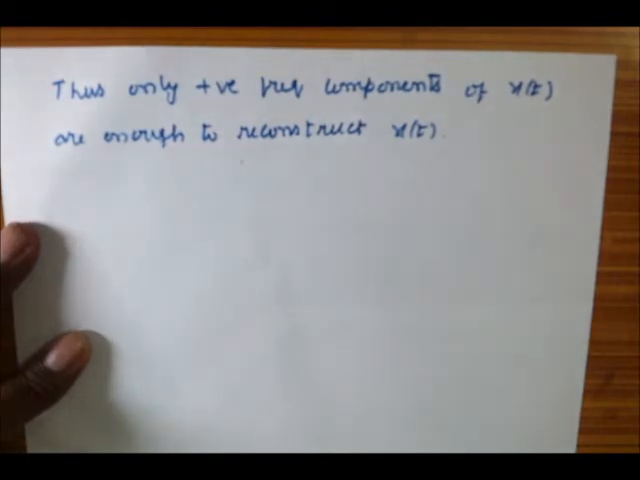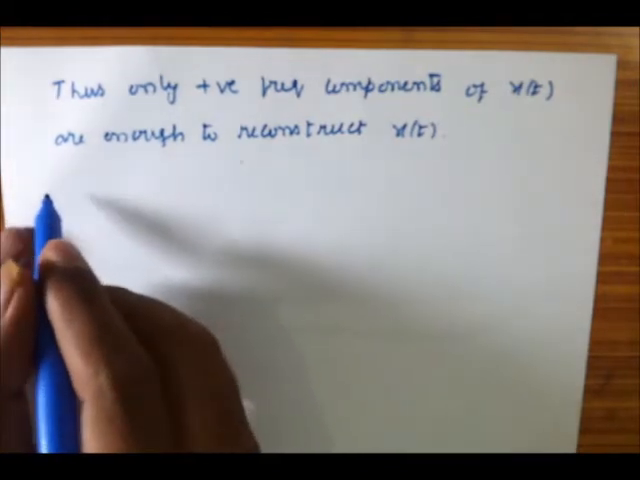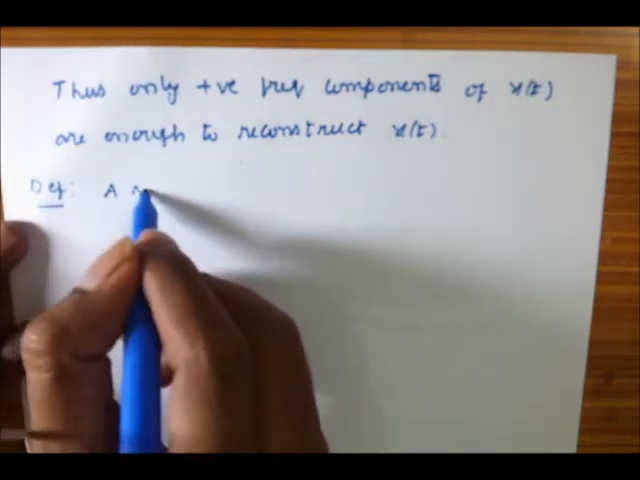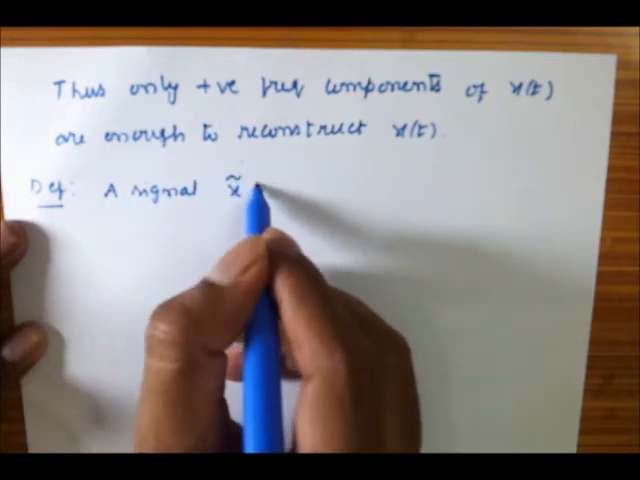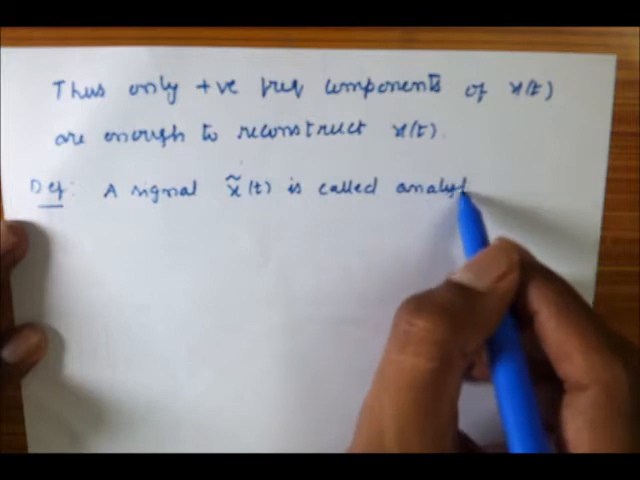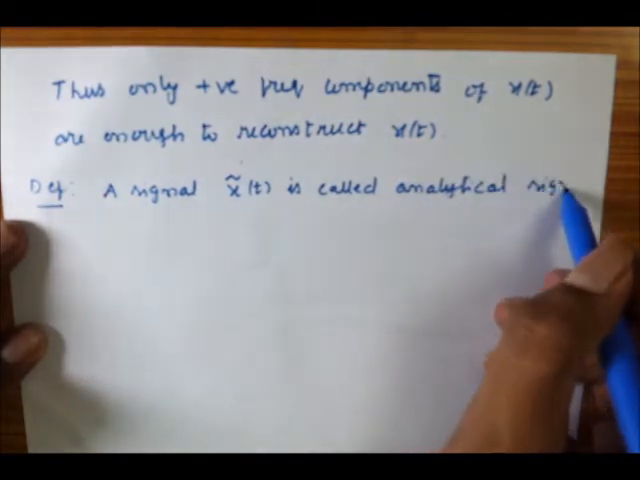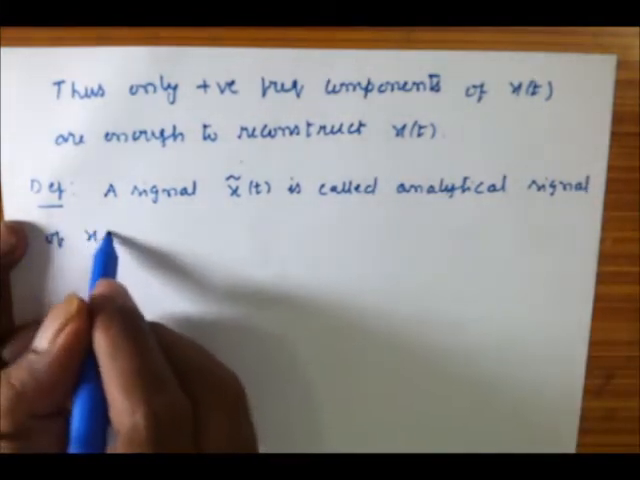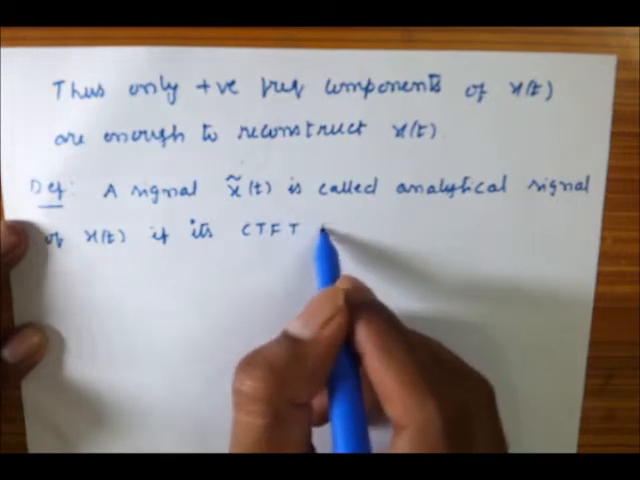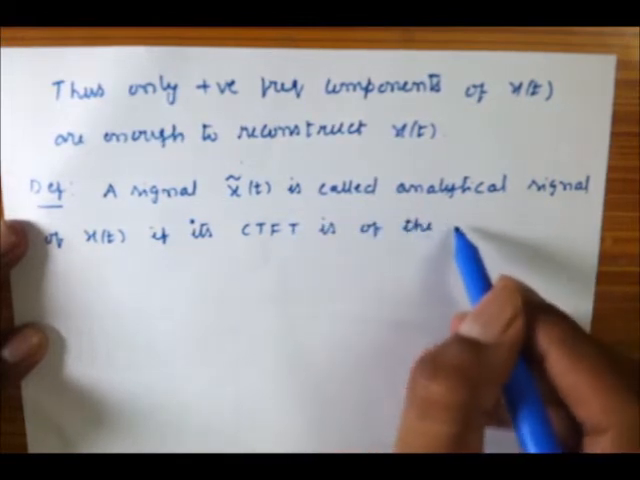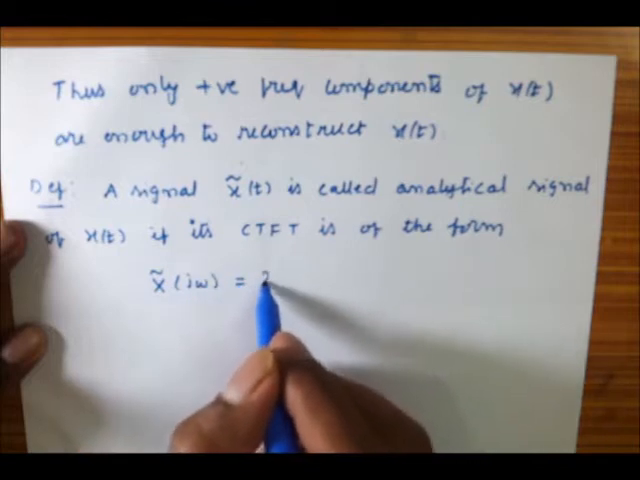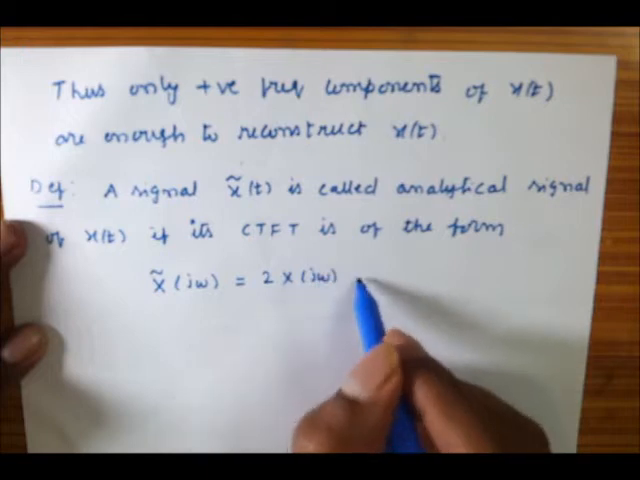So next we proceed to the definition of analytical signal. So how do you define analytic signal? A signal, let us represent it as x tilde of t, is called the analytical signal of x of t if its continuous time Fourier transform is of the form x tilde of j omega is nothing but 2 into x of j omega into u of omega.